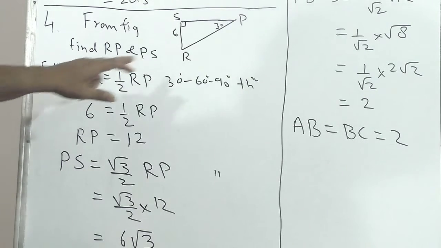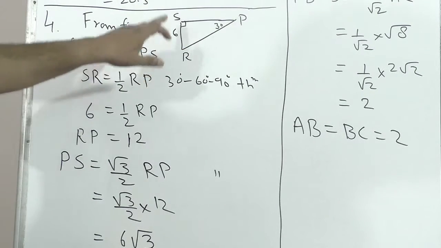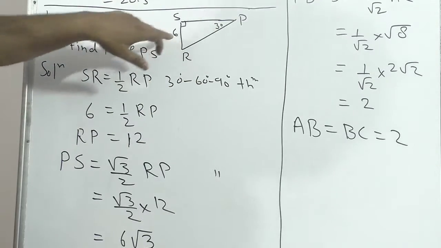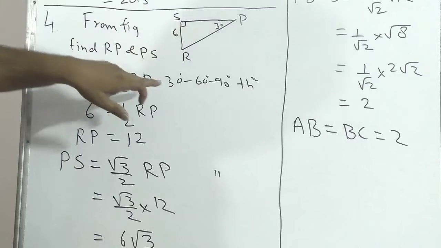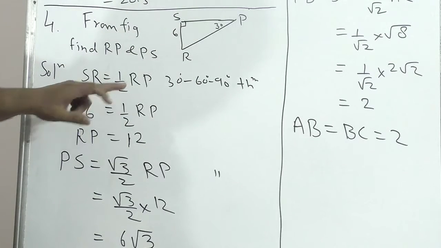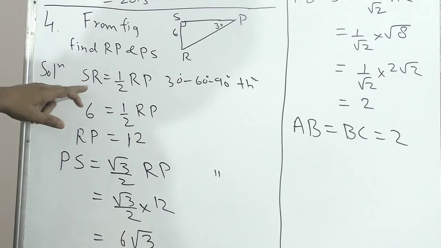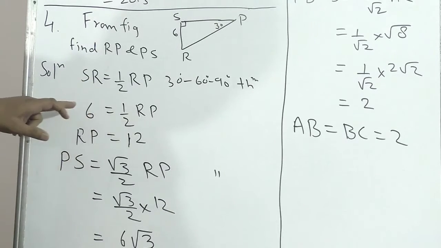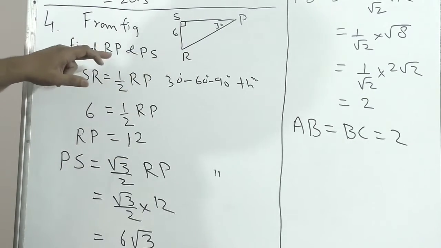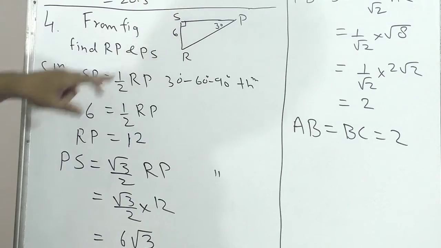Okay. So the side opposite, SR, is half of RP. Right? The side opposite 30 is half the hypotenuse. This is the 30, 60, 90 theorem. So SR is half RP. But SR is given as 6, equal to half RP. So RP equals 6 into 2, 12. RP you got as 12. First answer you got.